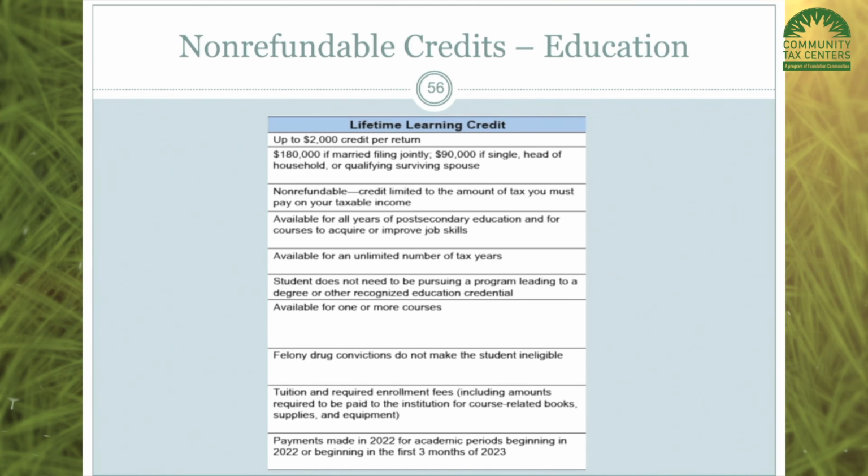And then payments made in 2022 for the academic periods beginning in 2022 are the first 3 months of 2023. So you can use January, February, March of this month and add it on your 2022 tax return. But remember, you cannot then duplicate it when you go to your 2023 tax return because you've already included those first 3 months on the prior year.